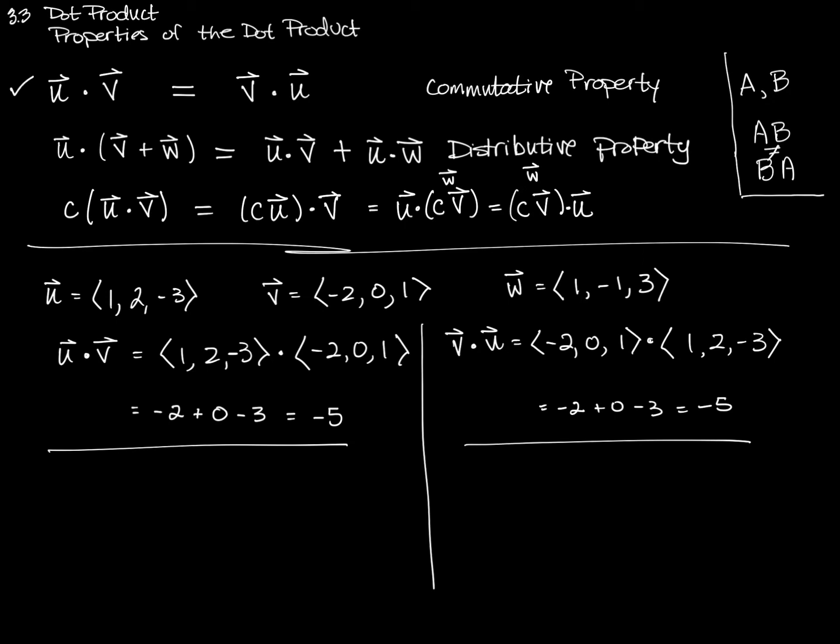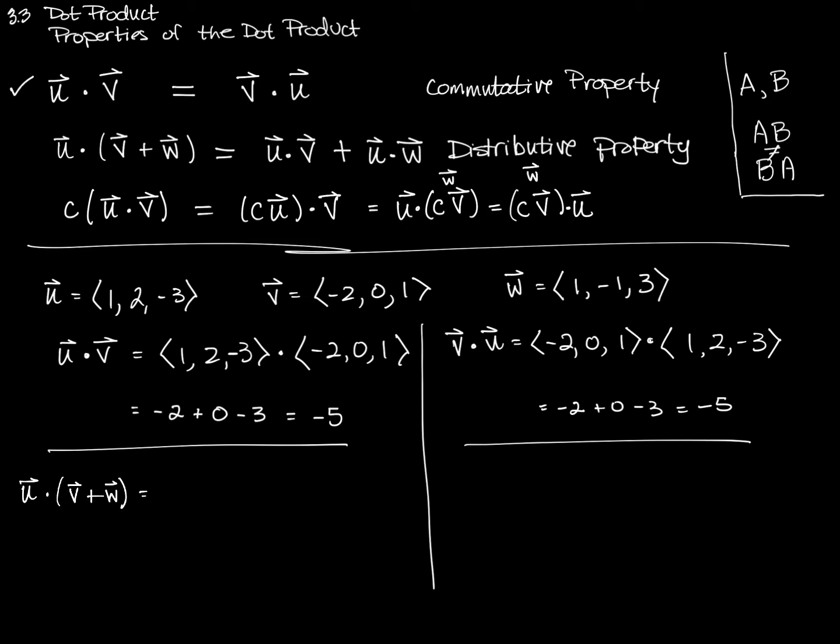So I have a vector U, a vector V, and a vector W, and I'm going to do this left-hand side first. Then I'll do the right-hand side, and I'll show that that equals the same thing as I get when I do it this way. So U dotted with V plus W.